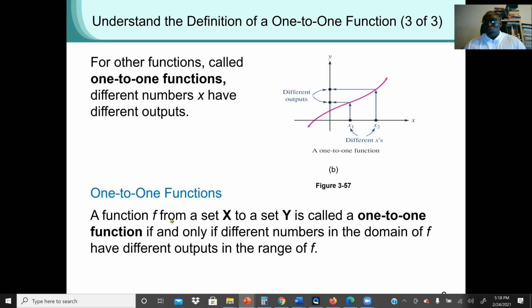So here we say a one-to-one function. If we have a function f from a set X, which will be our domain, to a set Y, which is our range, it's called a one-to-one function if and only if different numbers in the domain of f have different outputs in the range of f. And that's the graph we have here. Different x values, X1 and X2, have different range or y values. So again, testing with a horizontal line, it touches the graph only once.